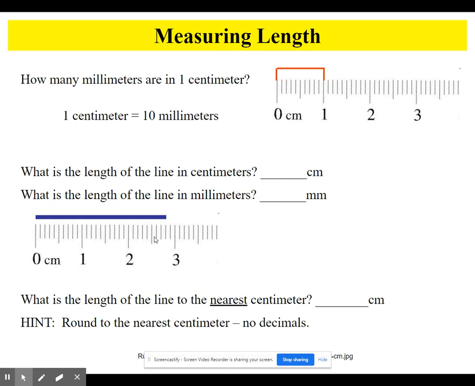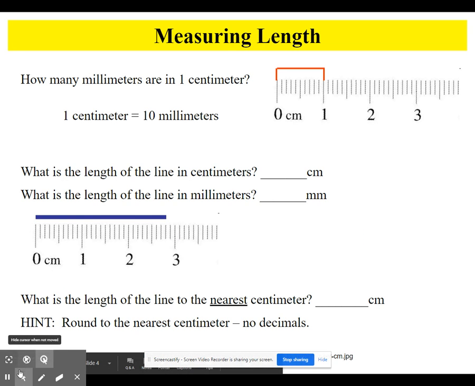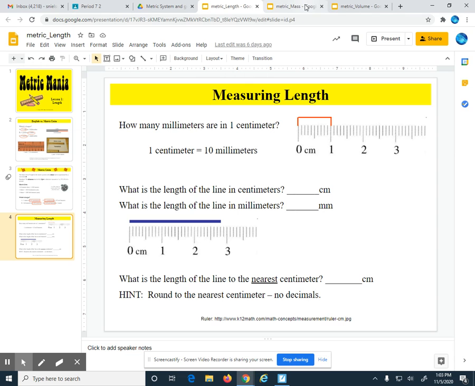So it's 2.5, 2.6, 2.7, 2.8 centimeters. And if I wanted to round that to the nearest centimeter, I look at the tenths column, right? 2.8. 8 is 5 or greater. So it would become 3.0 centimeters if I was rounding that, if there was no decimal. Okay? And I think that's all I have on metric length. Let's look at mass.